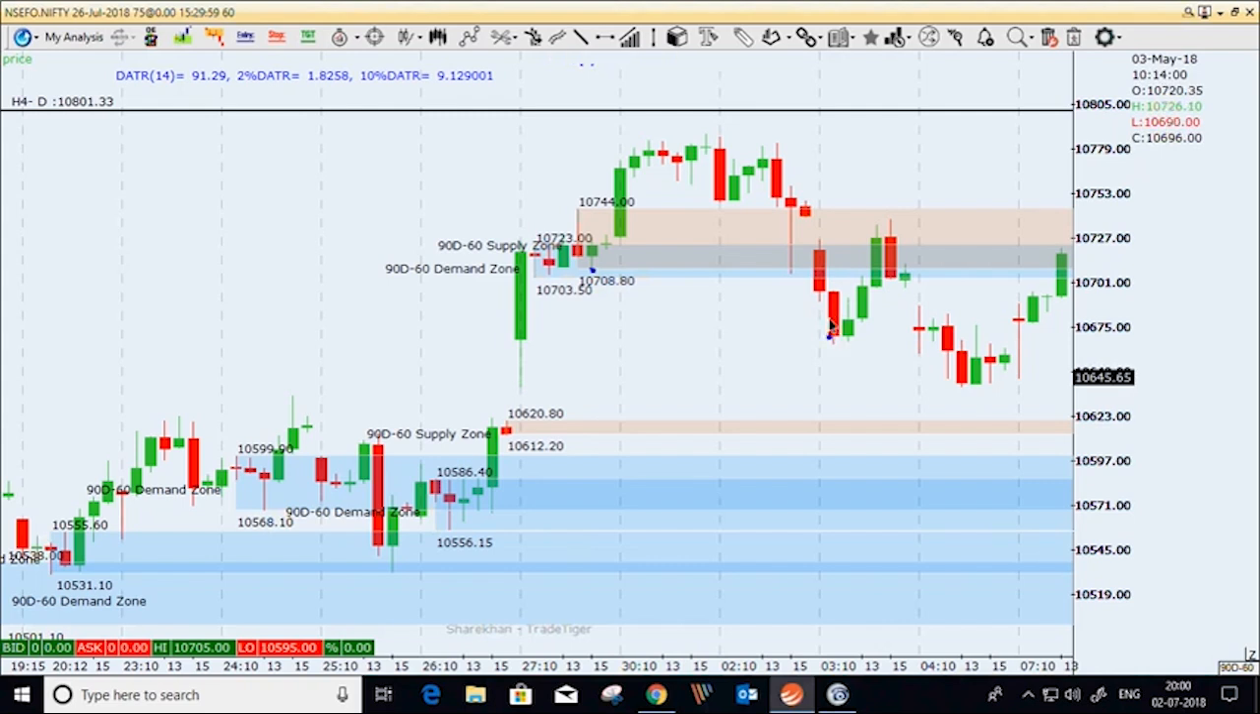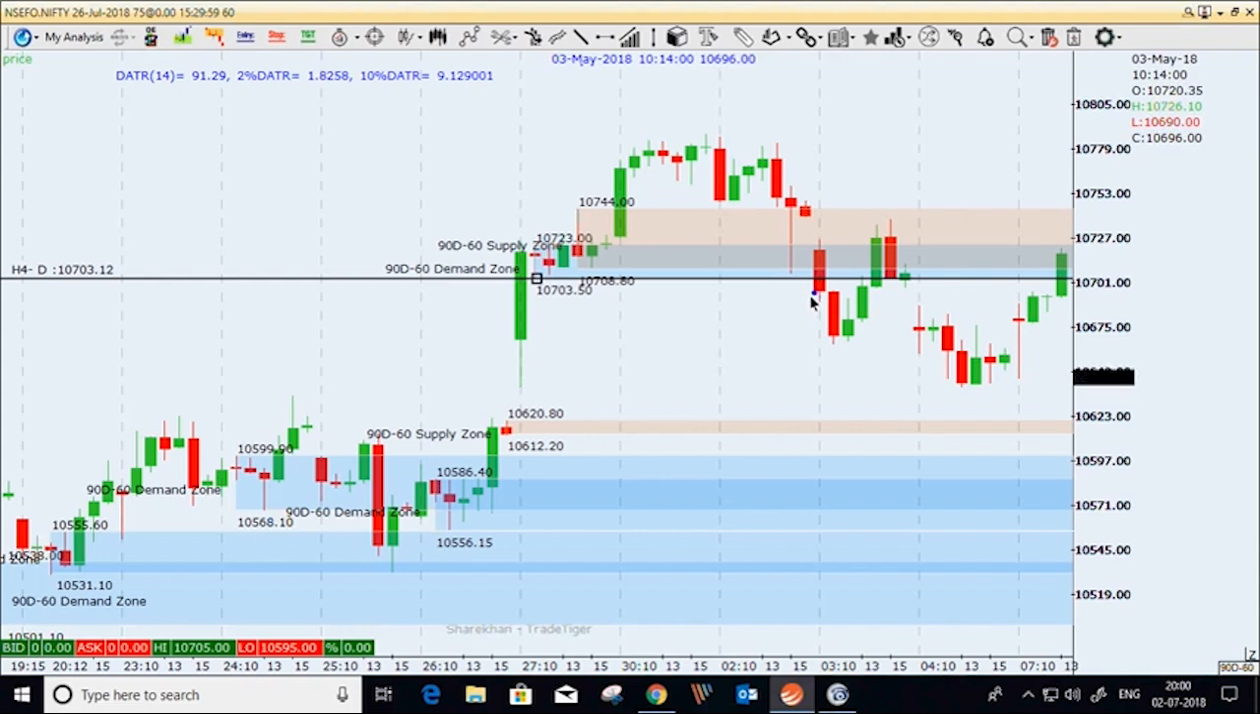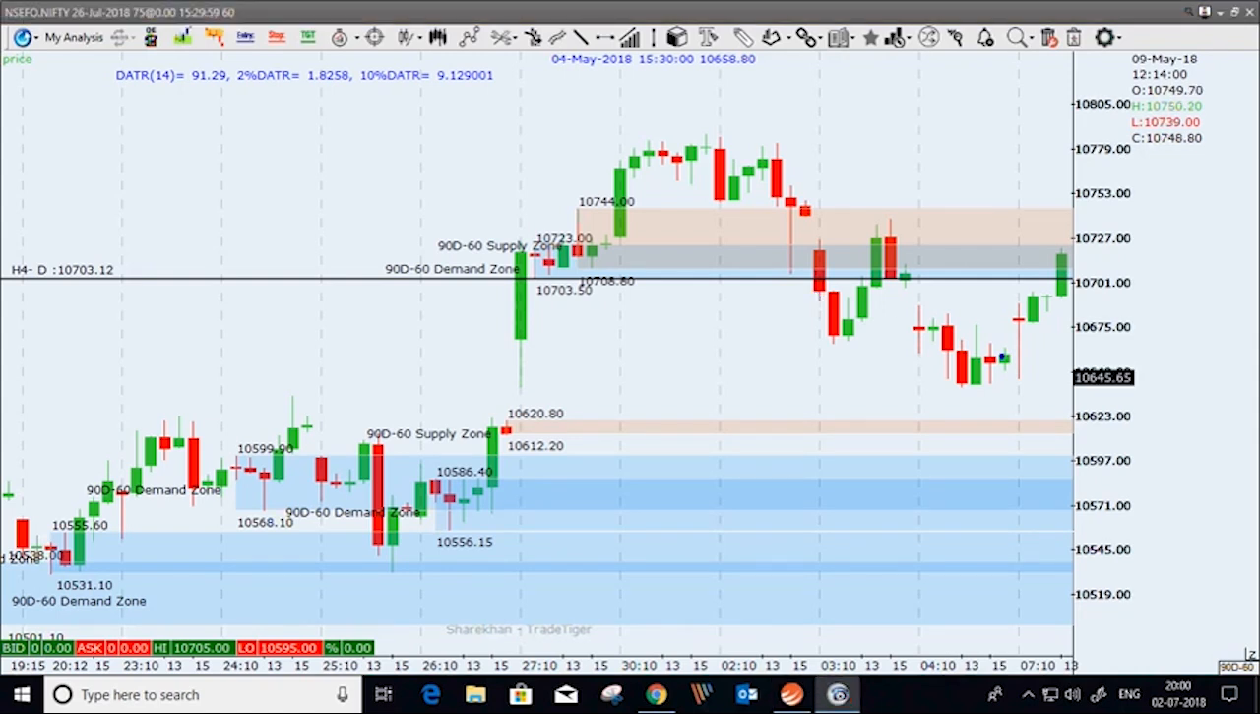Now what happened here, friends? What happened at this point? What happened here in this red candle? Are you able to understand what happened here? Yes, the authentic zone here gets engulfed.